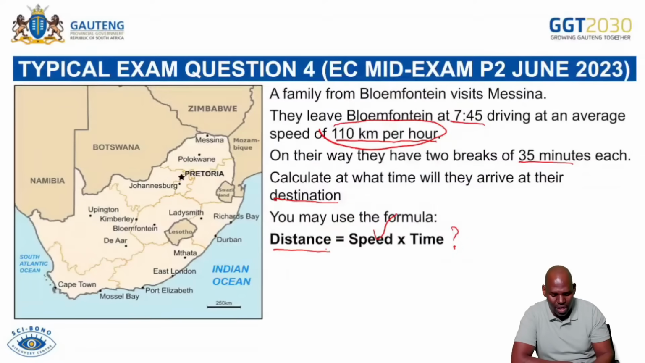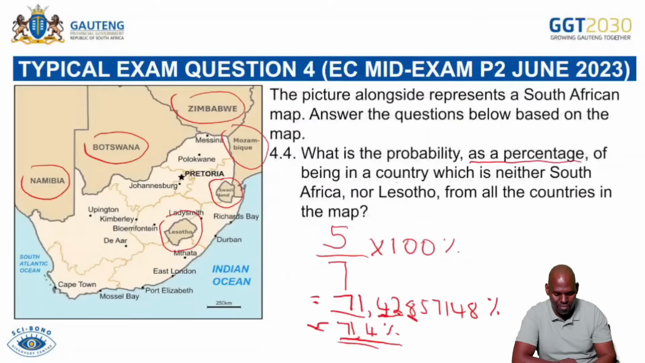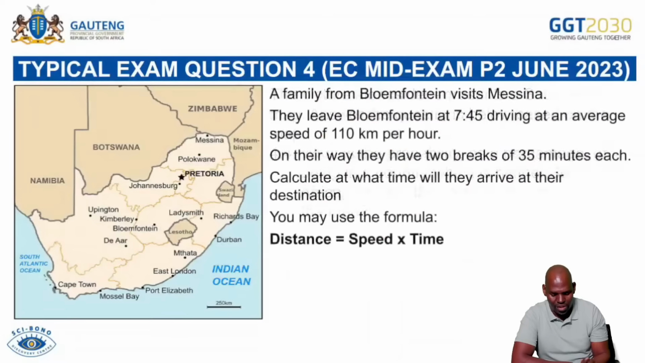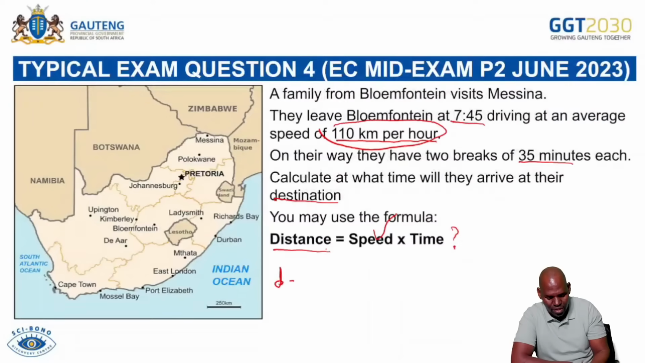Right, do we know the distance? In this scenario, the distance is not given, but if you look at the previous question, we actually calculated the distance. If you look at the previous question, that is question number 4.3, we calculated 687,5. So our distance is 687,5 kilometers. And then what is our speed? Our speed is equal to 110 kilometers per hour.